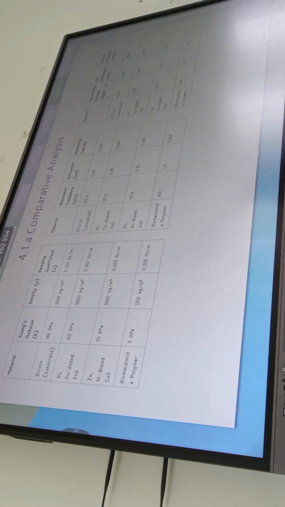Like for melamine, we have seen that it shows high resistance to temperature. And for silicon, as I told you, it is like temperature density, the option of thermal temperature. So according to the application.